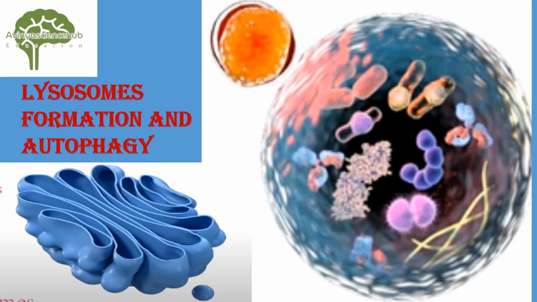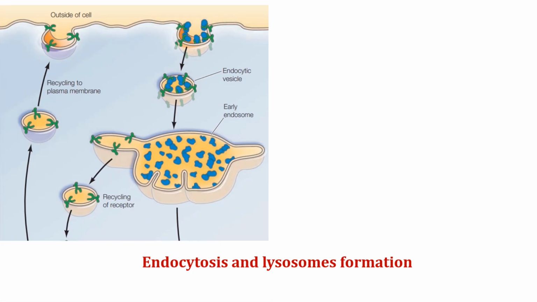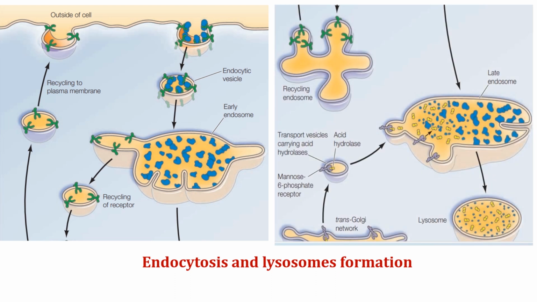Today I am going to explain lysosome formation and autophagy. In particular, lysosomes are formed when transport vesicles from the trans-Golgi network fuse with the late endosome, which contains molecules taken up by endocytosis at the plasma membrane. In this picture you can see the endocytic vesicles. The early endosome then converts into the late endosome and forms the lysosome.